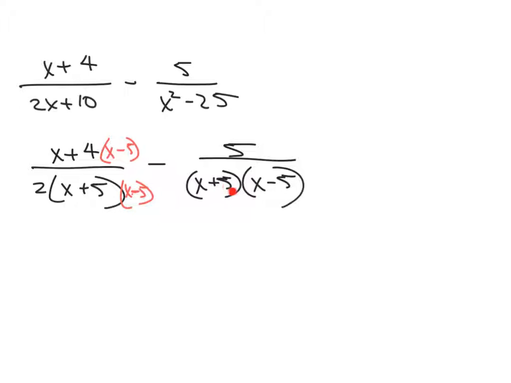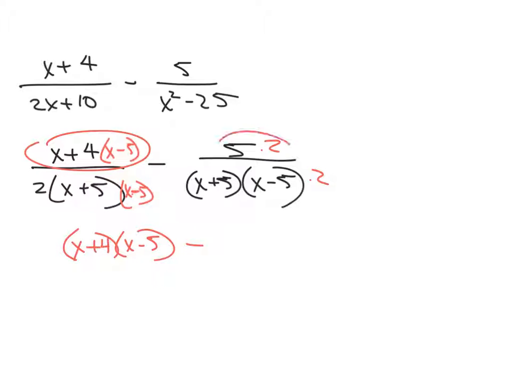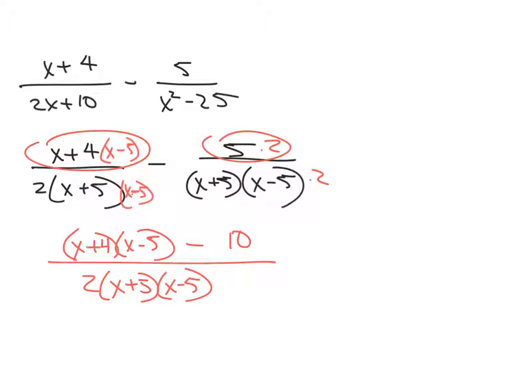Alright, now let's look and see. I've got an x plus 5, an x minus 5. I'm missing a 2. So this then gives me, and then this gives me a 10. And it's all over that. So I can't tell if I'm done or not unless I try to figure out if I can combine this with that. So I'm going to multiply this.